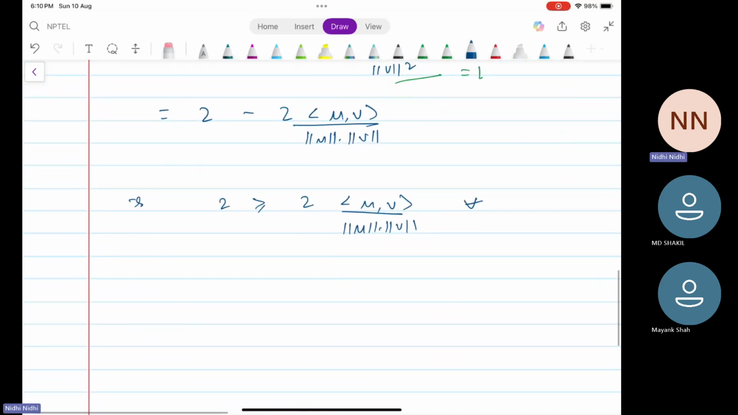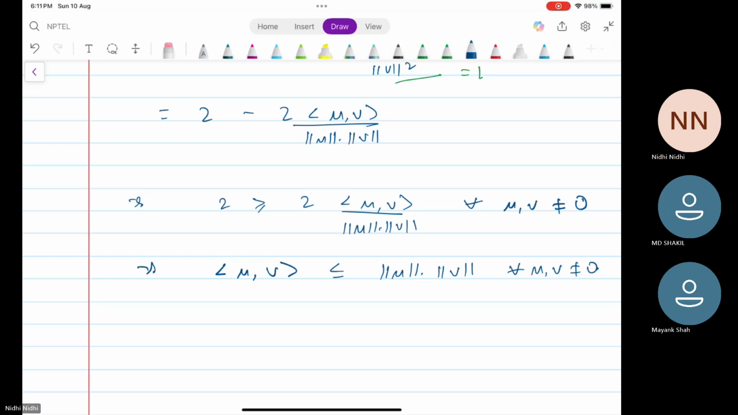But yeah, this happens for every u, v which are non-zero. And this implies the inner product of u, v is less than or equal to norm u, norm v for every non-zero u, v. Since this is happening for every non-zero v, I can replace v by minus v. So this implies the inner product of u and minus v is less than or equal to norm u, norm v. Now this will remain positive. The right hand side will remain the same because of the definition.